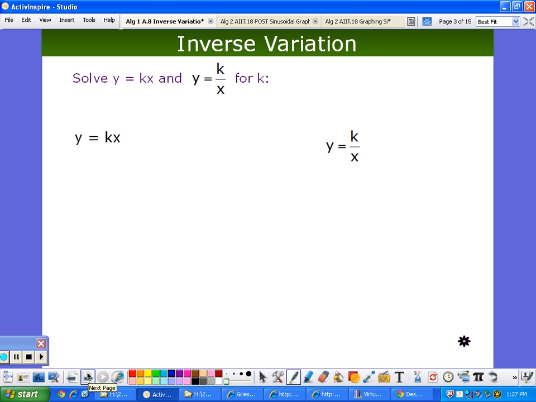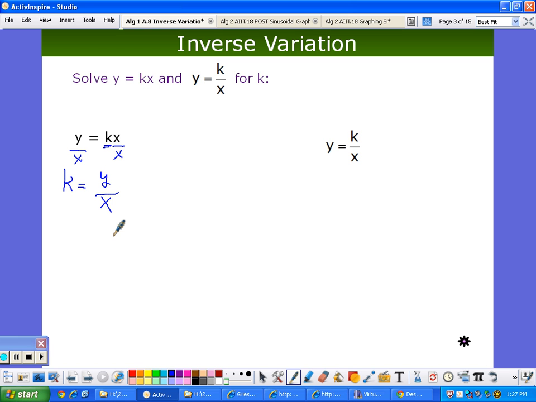So let's solve for k. And we've done this for direct variation. Remember y equals kx? How do I solve that for k? Divide each side by x. k equals y over x. Now I hope you remember when we did direct variation, we had to do this a number of times. Sometimes they give us one point. You find the constant of variation by doing y over x, and then you can find the general equation.